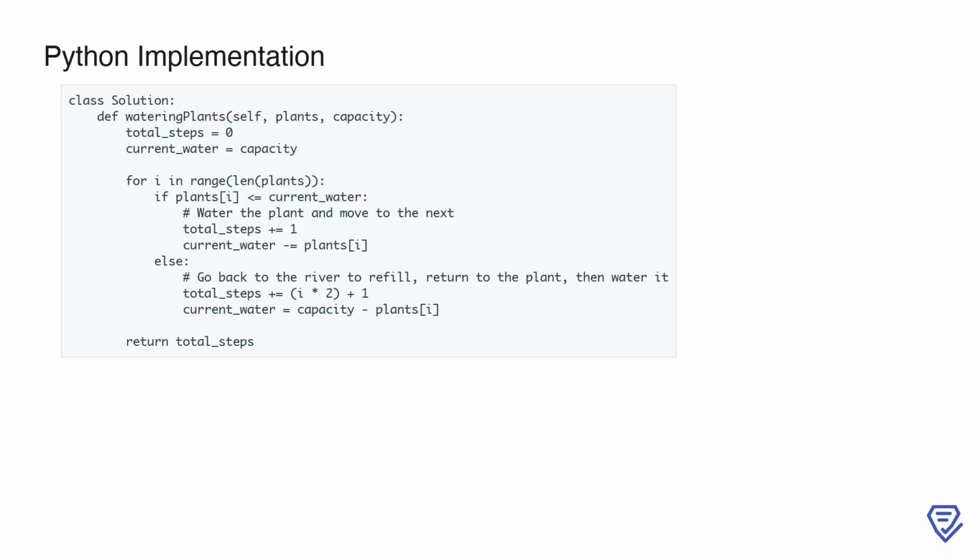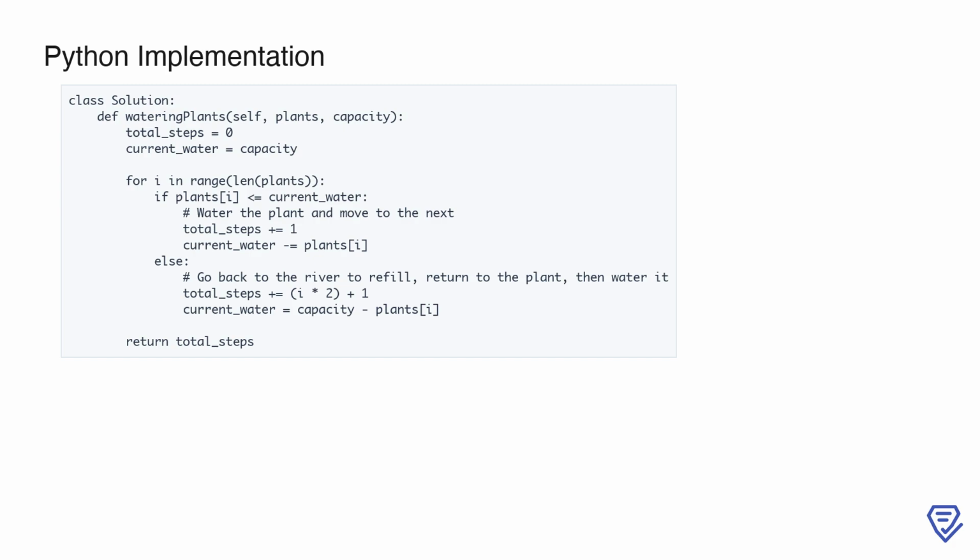i*2 accounts for going back to the river and returning to the plant. Plus 1 accounts for watering the current plant. The current_water is then set to capacity minus plants[i] to reflect the water used to water the plant after refilling. After the loop completes, total_steps contains the total number of steps taken to water all the plants, and the function returns this value. This implementation ensures that the problem's requirements are met efficiently.